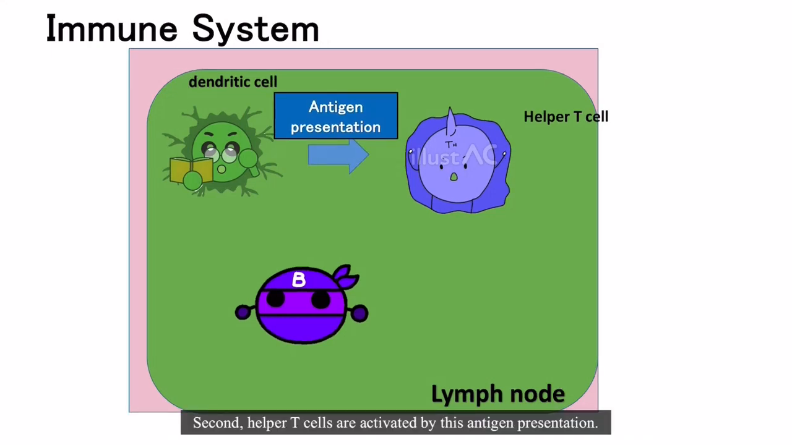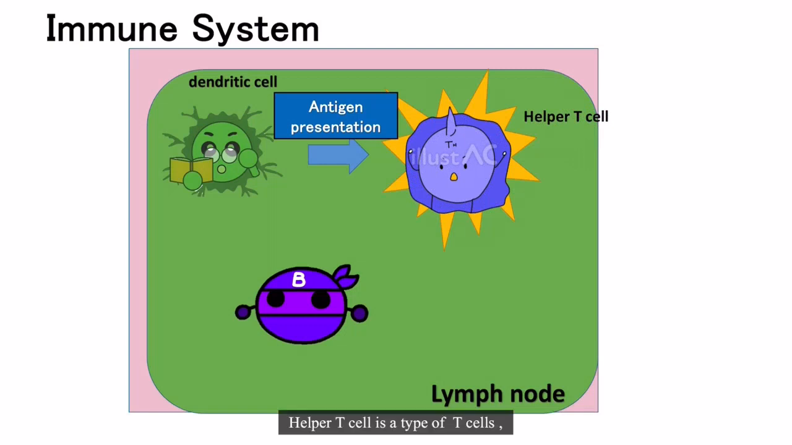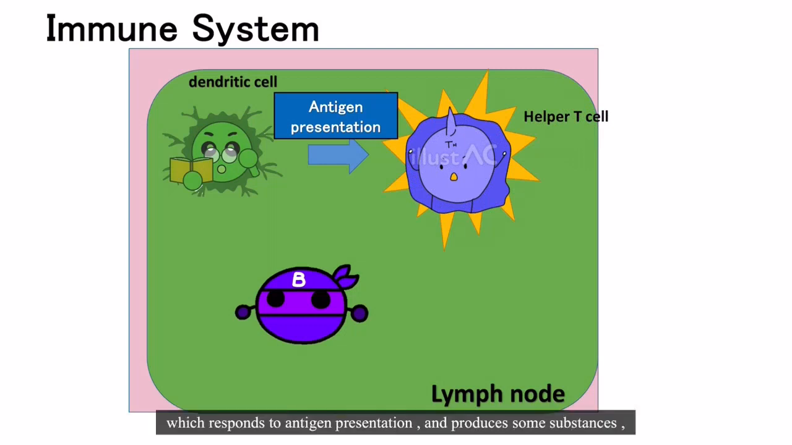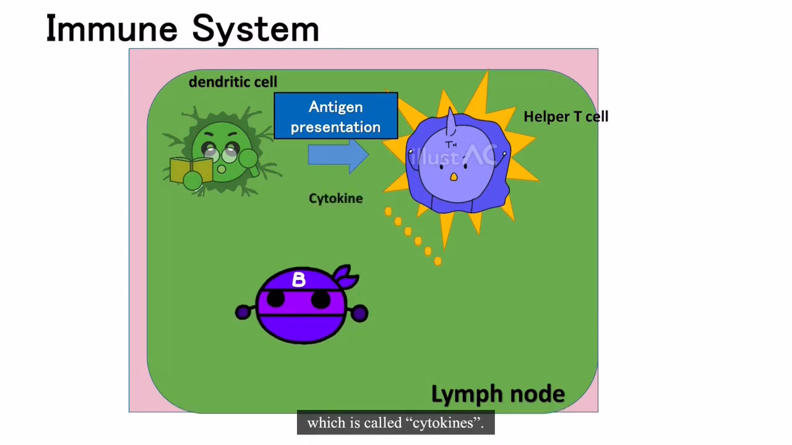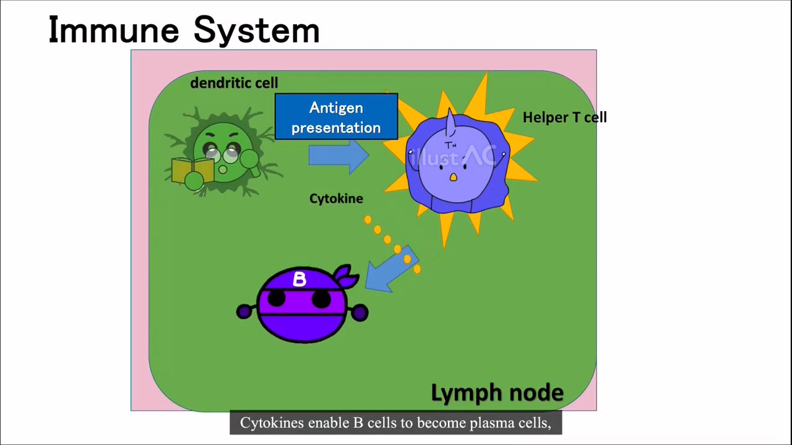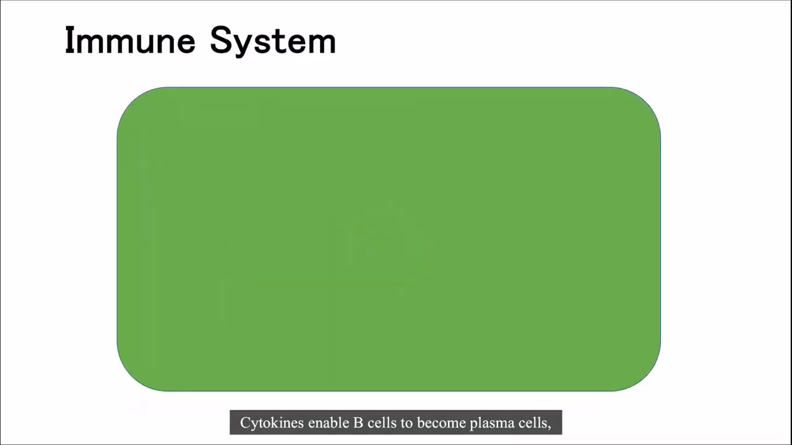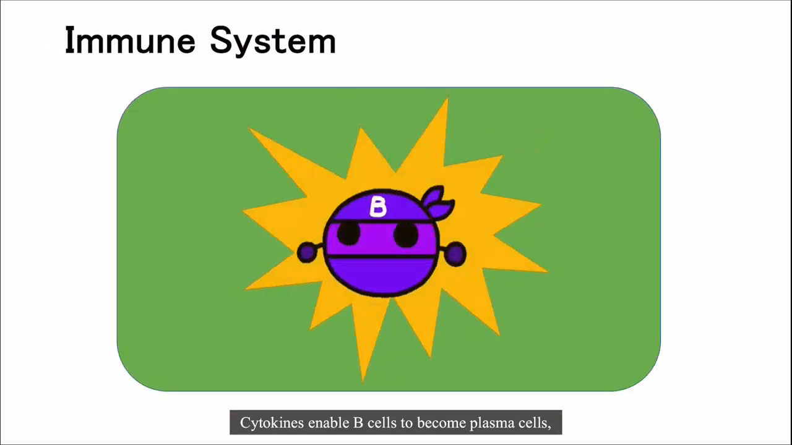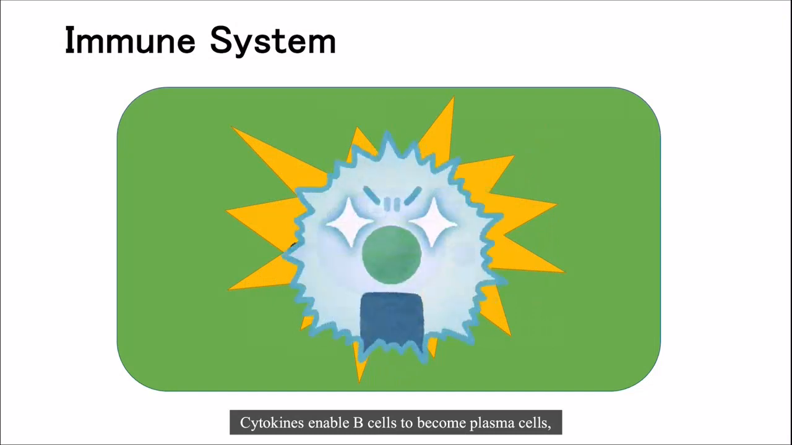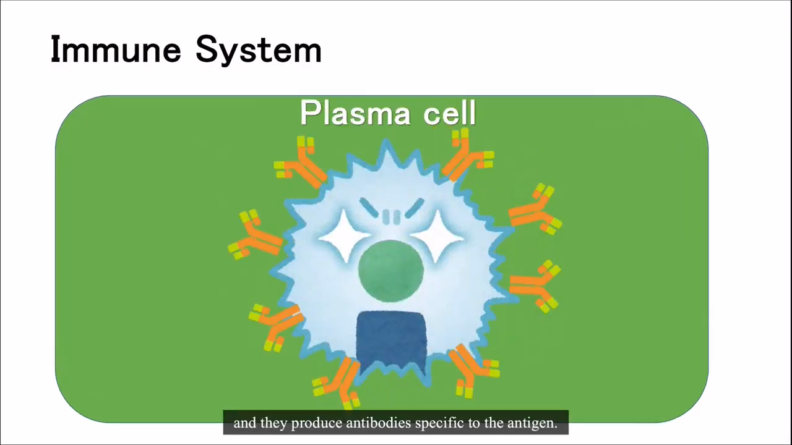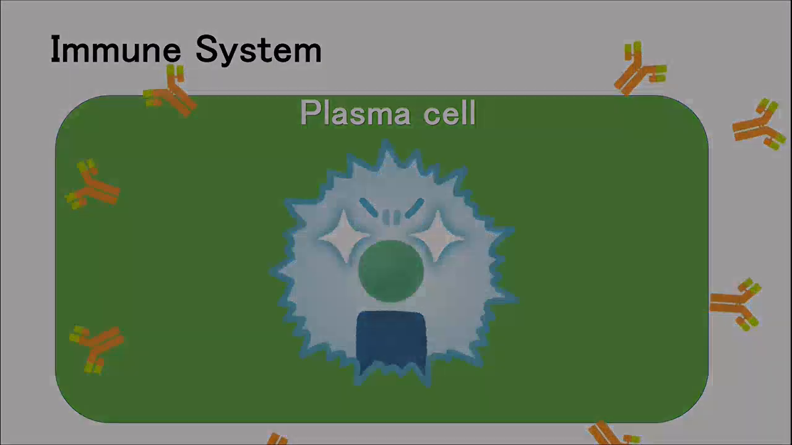Second, helper T cells are activated by this antigen presentation. A helper T cell is a type of T cell which responds to antigen presentation and produces substances called cytokines. Cytokines enable B cells to become plasma cells, and they produce antibodies specific to the antigen.